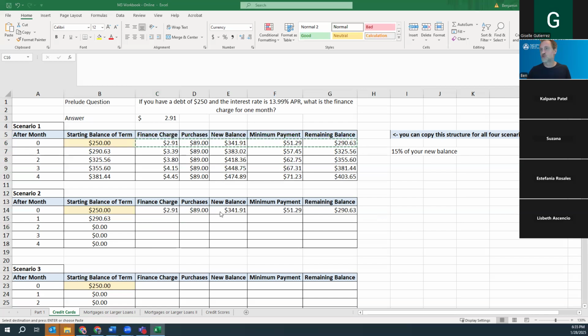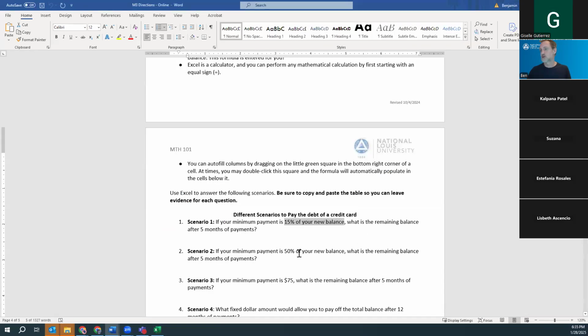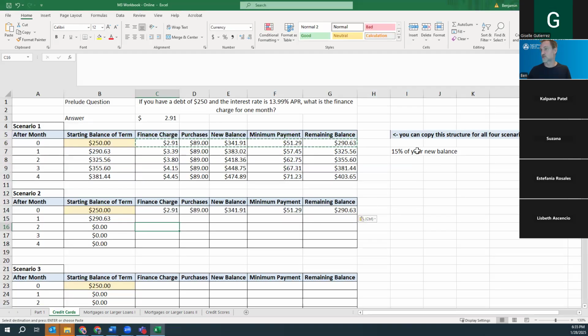In scenario 2, what changes is I'm paying 50% of my balance. Much more aggressive. So in scenario 2, I need to pay 50%. So what changes on this line here? Does the finance charge change? No. Purchases? No. New balance? No. Payment.